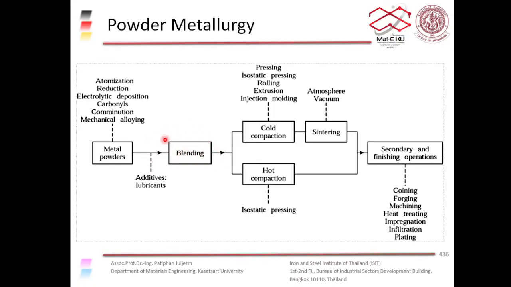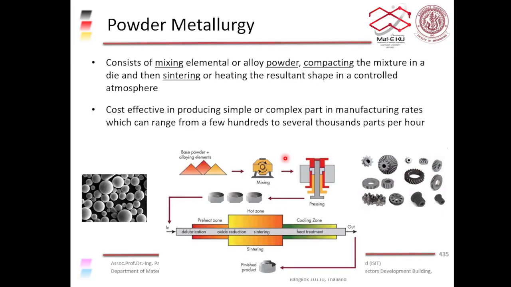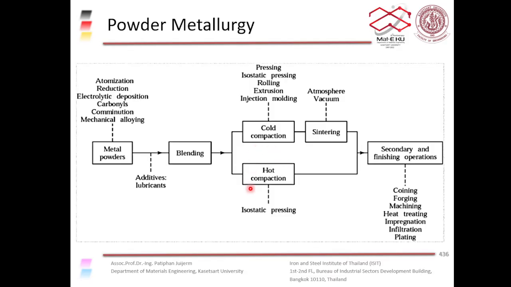After blending, the next step is compaction. The compaction is the step that produces the shape that you want. So it will produce near net shape or net shape products. Compaction uses pressing techniques like isostatic pressing or rolling or extrusion, injection molding, etc. It can either be hot compaction or cold compaction.